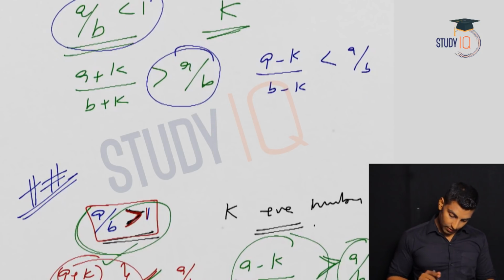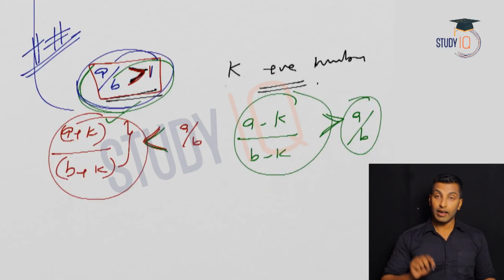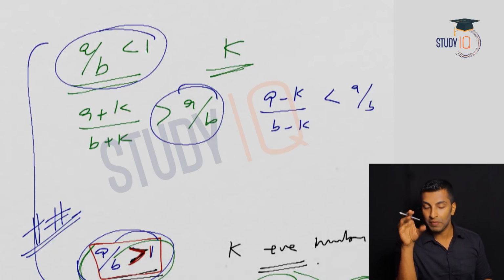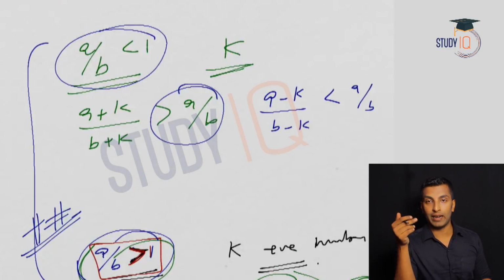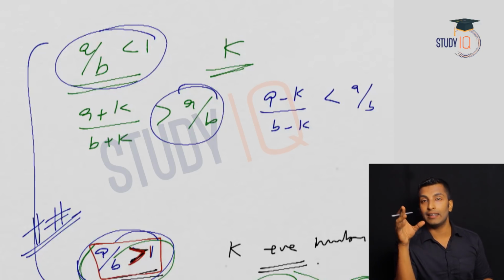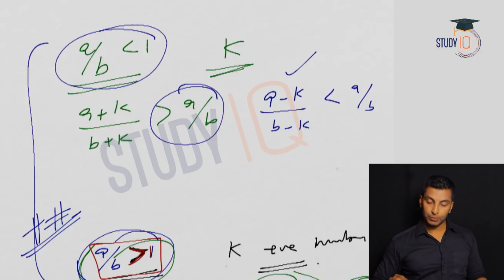So remember this, it is very important. a by b greater than 1: if you add a positive number to the numerator and denominator, the ratio will be less than the original ratio; if you subtract, the ratio will be greater than the original ratio. Now the opposite, a by b less than 1: if you add a positive number to the numerator and denominator, the ratio will be greater than the original ratio; and if you subtract the positive number, the ratio will be less than a by b. I hope this is clear.